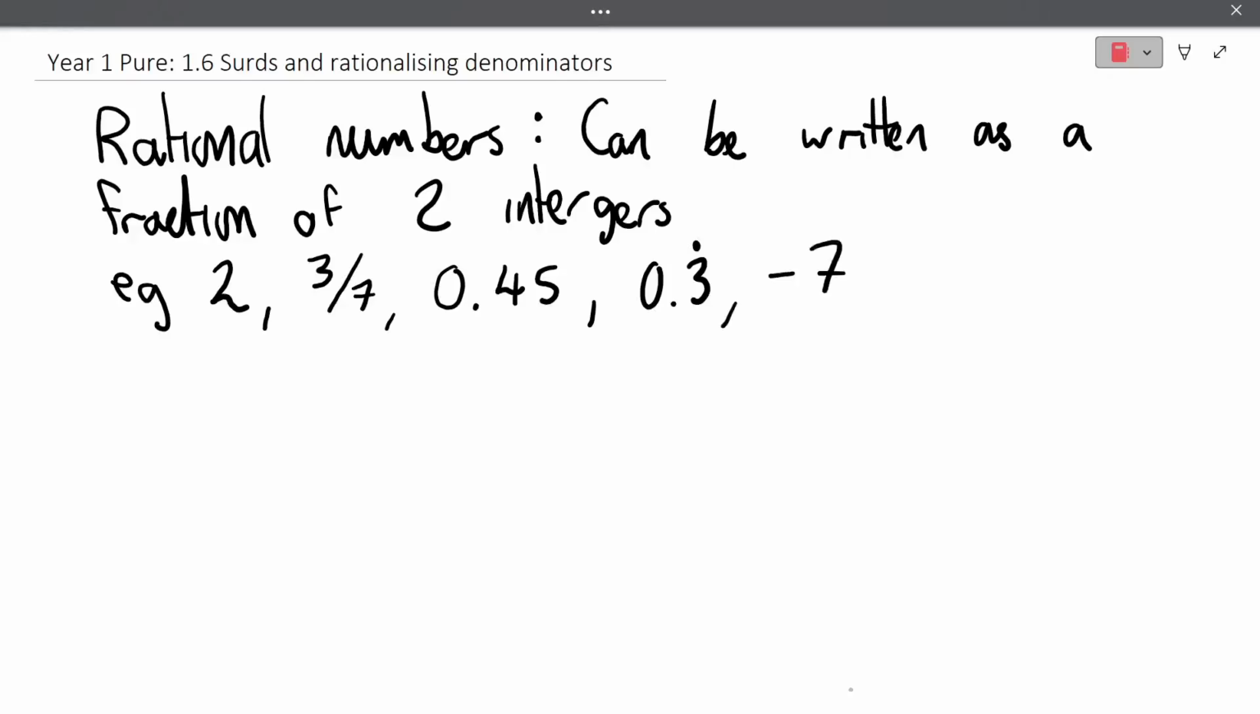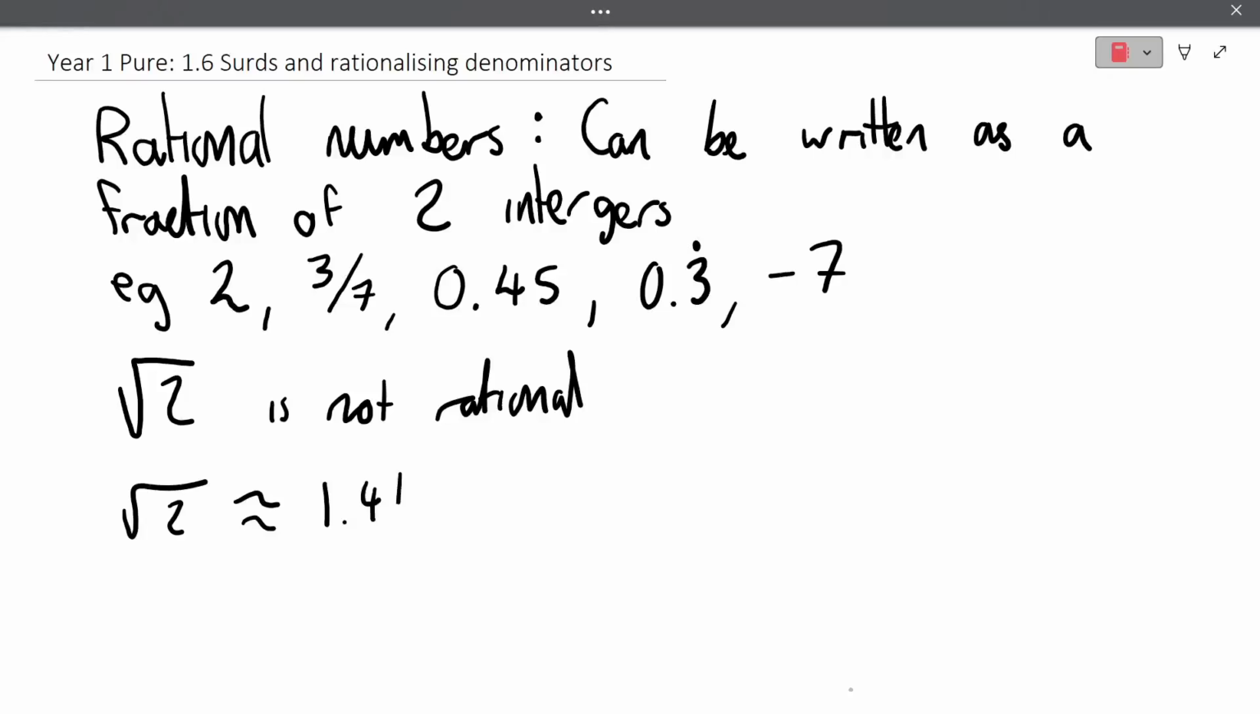-7 is also a rational number. But an irrational number, for example, could be pi, or the square root of 2. So the square root of 2 is not rational. The square root of 2 approximately equals 1.4142135623, and that number is a non-repeating sequence. It just goes on forever, not quite randomly, but there isn't a sequence to it.